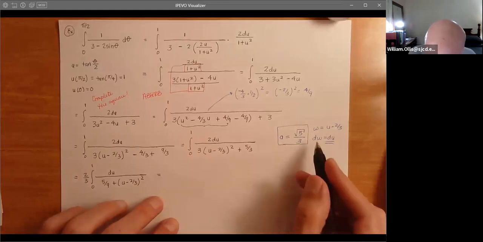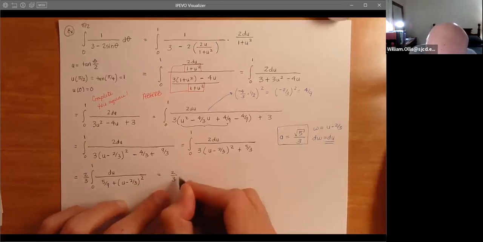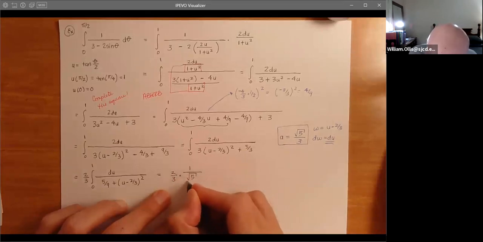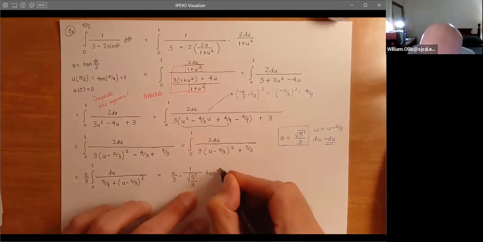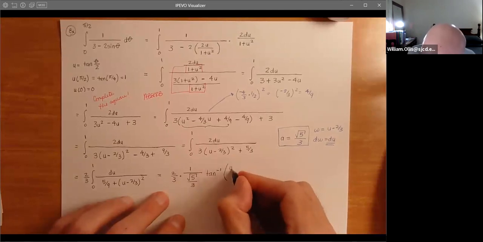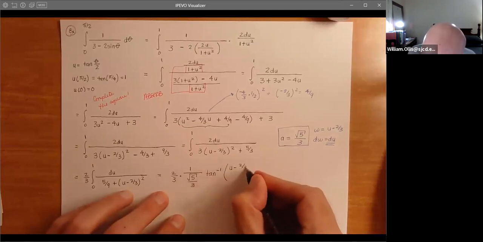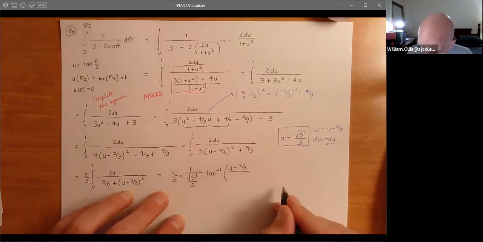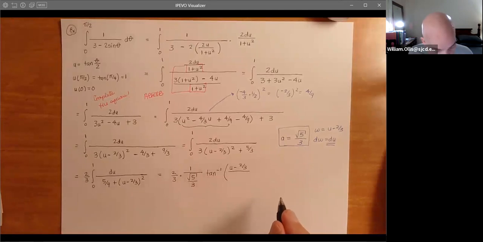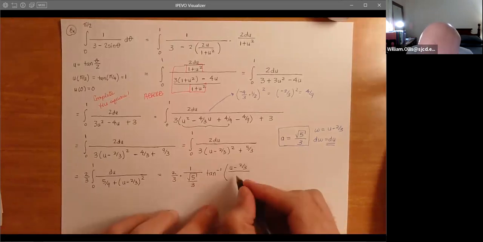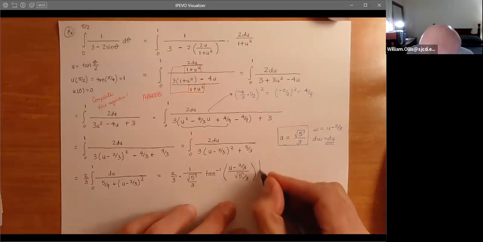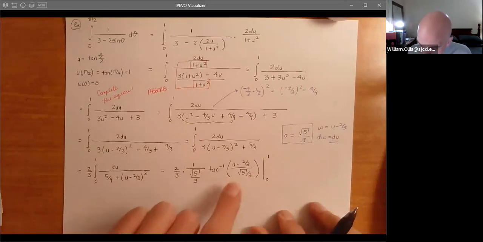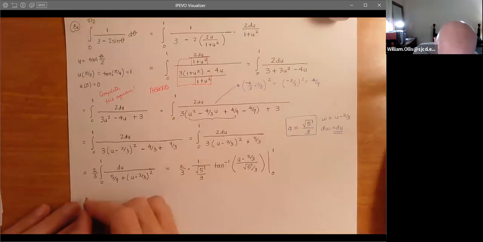So now, remember, we've got the 2/3, and then we need 1 over a. So that's 1 over square root 5 divided by 3. And so we have inverse tangent. So we have u, didn't make it look very beautiful. Just keep it nice and simple. And so in this case, we divide by a. So this would be the square root of 5 over 3, 0 to 1. Remember, u over a, 1 over a outside. So let's clean this up a little bit.